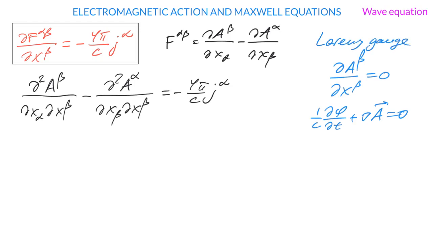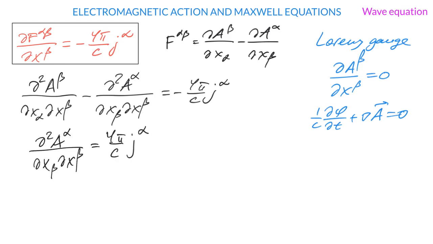And amazingly enough, as Jackson makes a point of in his book, it's a different Lorenz than the one that's credited with the Lorentz transformations. This one is Ludwig Lorenz with no T, and the other one is the Dutchman Lorentz with a T. So if we impose this Lorenz gauge on the field potential, then the first term in this equation vanishes. And then what remains is something that looks like a wave equation. So we have d²A alpha/dx beta dx beta equals 4 pi over c j alpha.